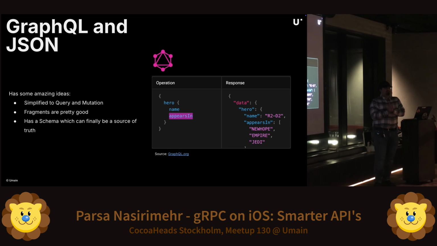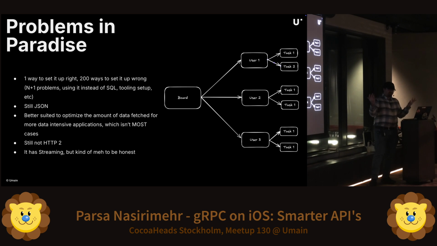And it also brought in fragments for us. So if you have something like a timeline or any sort of place where not every single piece of information in your resource is needed, you can just not include it in the request. And that makes it pretty efficient in terms of the data you pass along. So that was pretty good. But then again, problems as usual, right? So with GraphQL, one thing I like to say is that there's one right way of setting it up and about 200 ways of just shooting yourself in the foot.